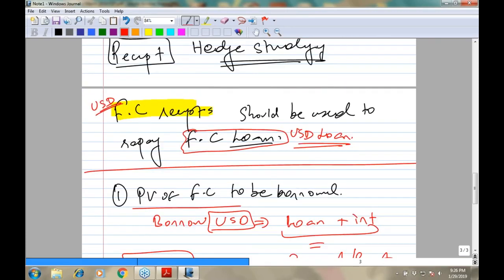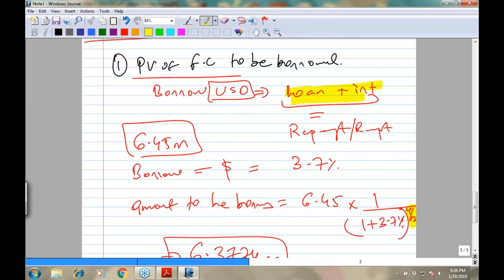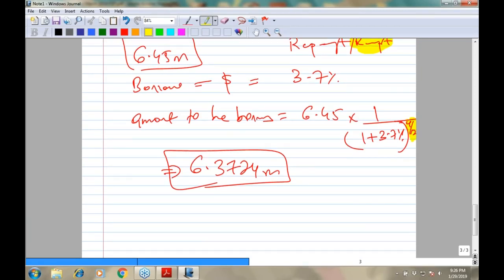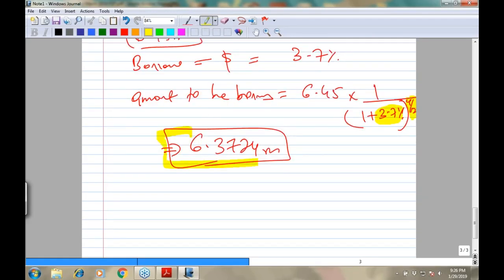The question that arises is what should be the loan amount. The loan plus interest on it should equal the receipt. The USD loan is subject to a rate of 3.7% per annum. If I obtain the USD loan for a period of 4 months, the interest I pay is for 4 months only. So my amount is 6.45 into 1 plus 3.7% power 4 upon 12. Yes, it is less than the amount you are expected to receive. This is 6.3724, so we have borrowed a loan of 6.3724 million.